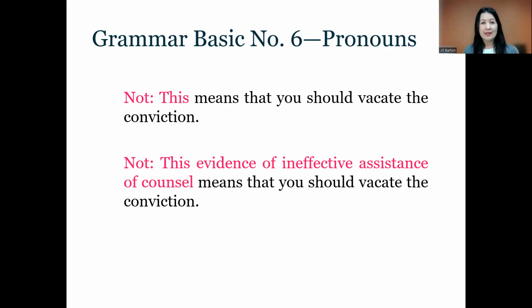Another time that this becomes an issue is when we just use the word this, an undefined pronoun, to refer to something else we maybe wrote in a document. This is a little pet peeve of mine.